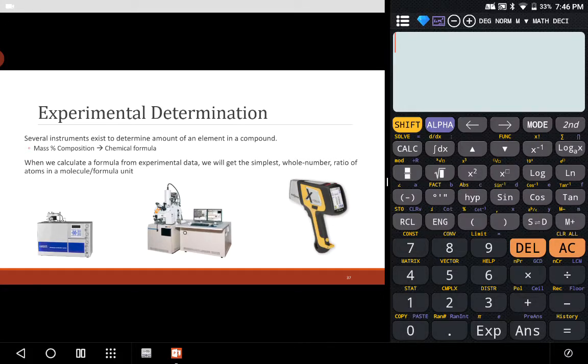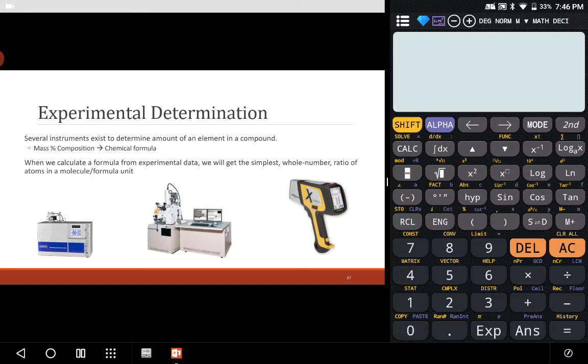I use this middle one here. I don't have much experience with the gas chromatography or atomic absorption instruments. But anyway, there's a whole bunch of fancy analytical equipment out there that will tell us how much of each element is in a sample.